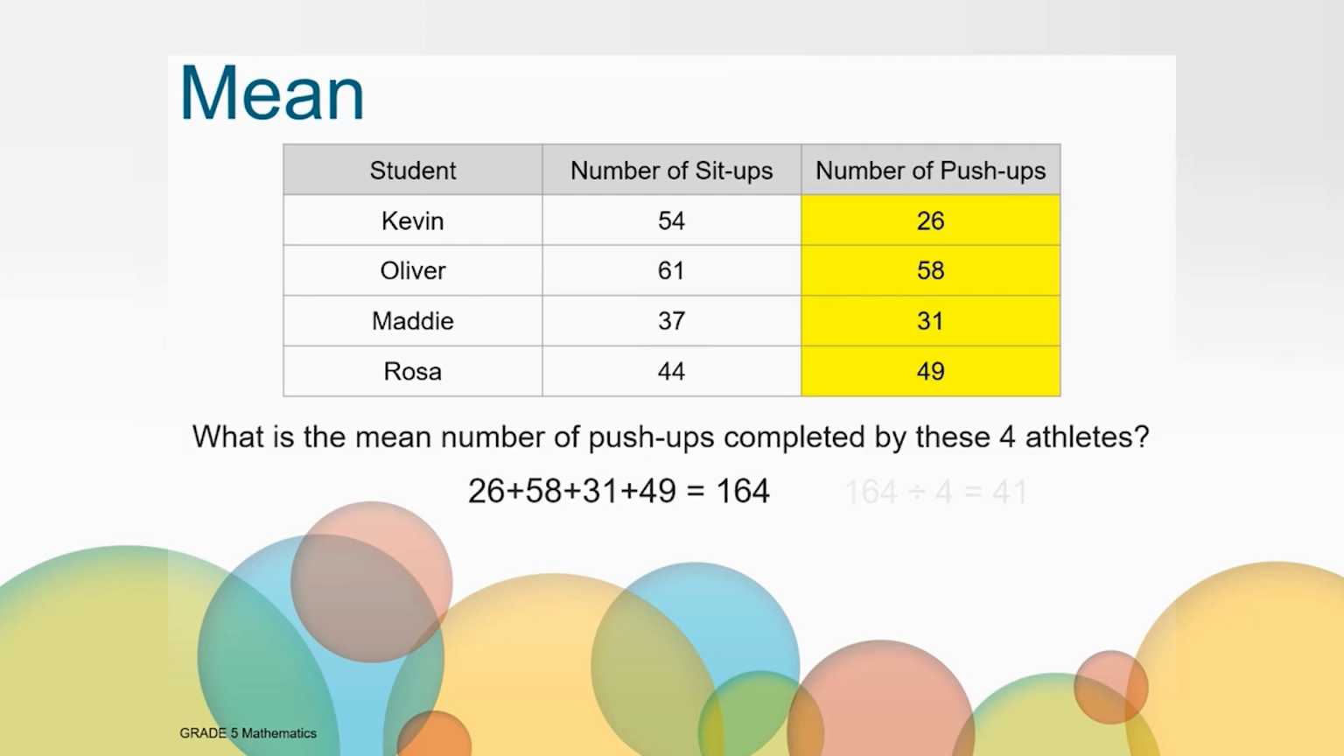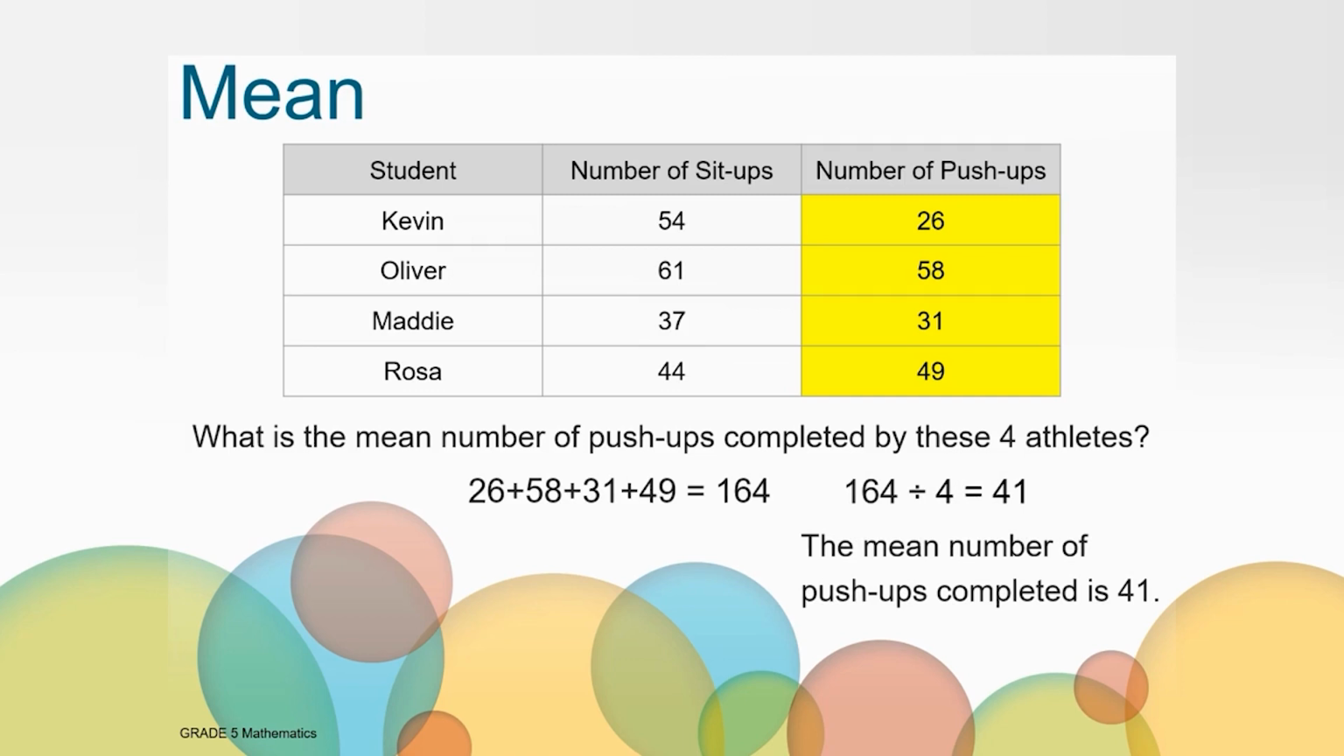Okay, so now that we know what data we're looking at, hopefully you added these 4 values up and then divided that sum by 4. Did you get that 41 was the mean number of push-ups completed? If so, you were correct.